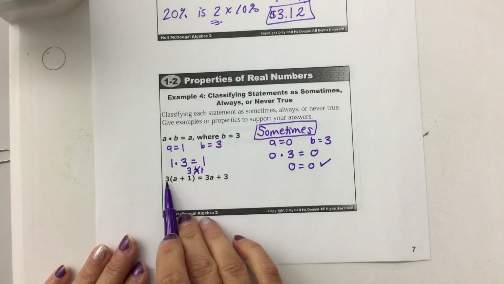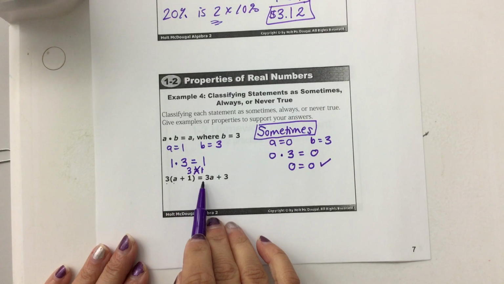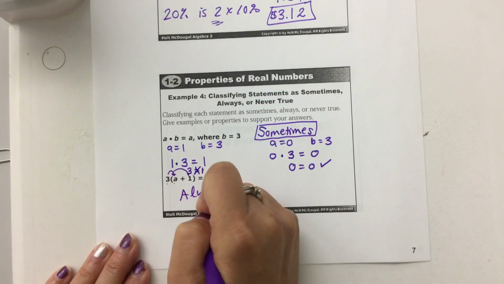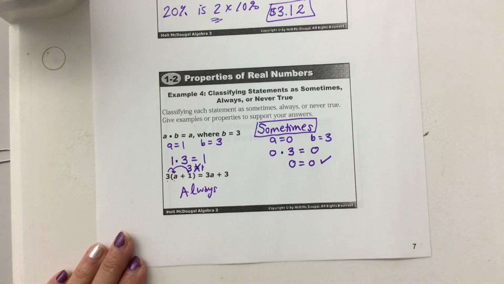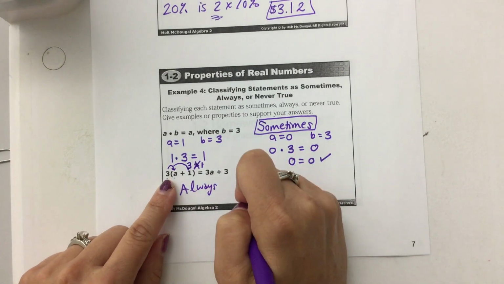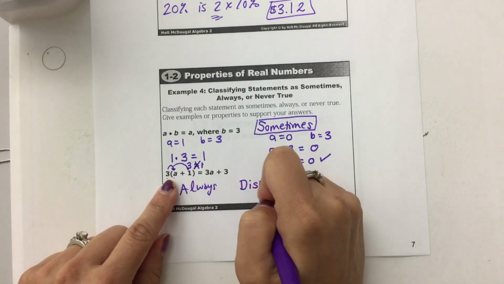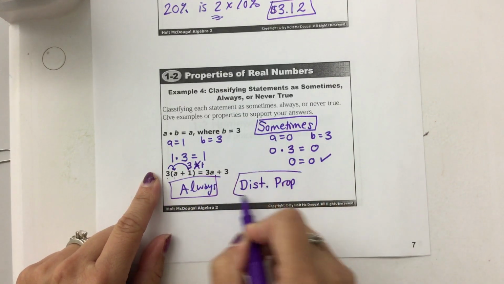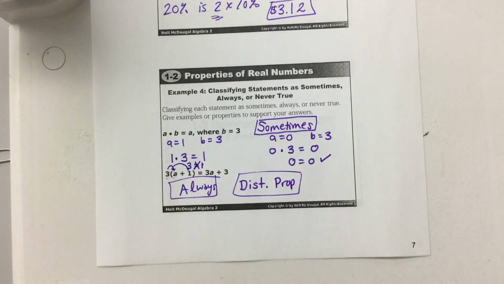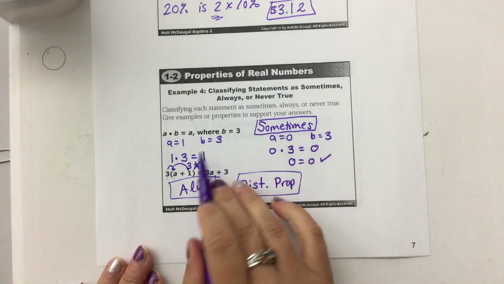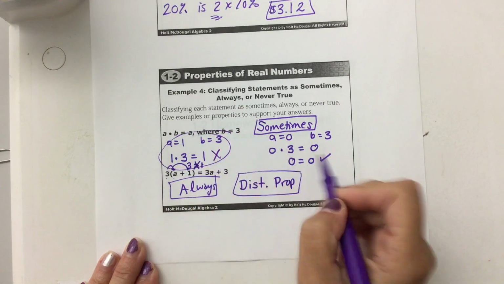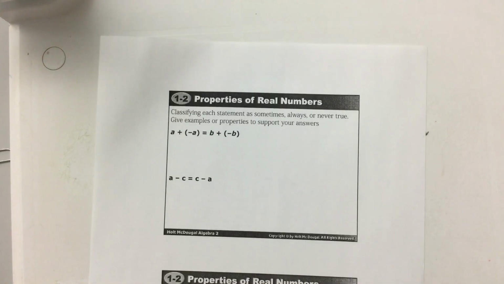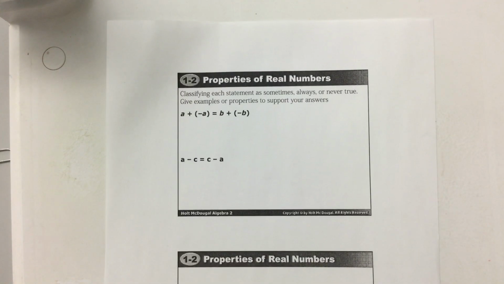Now this one says if I take 3 times the group A plus 1, it's going to equal 3 times A plus 3. This is always. If it's always, you need to say what property is being demonstrated. This is an example of the distributive property. So if it's always, tell me the property that is being shown in the example. If it's sometimes, show me one that does not work, and show me one that does work. And we have a couple more just to make sure that we've got this, okay?